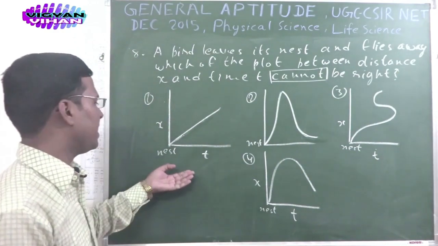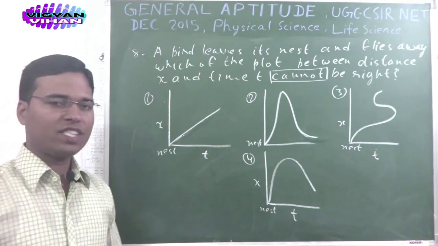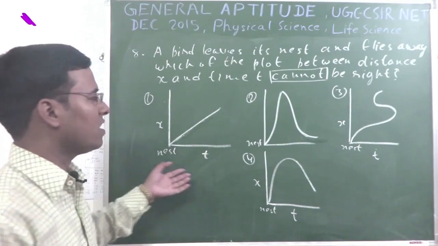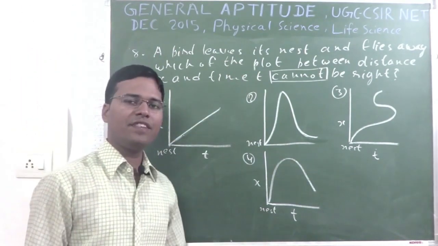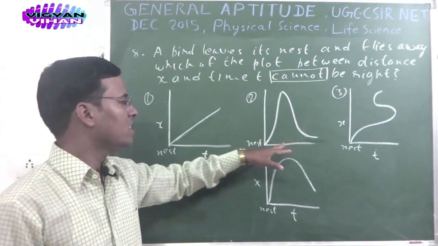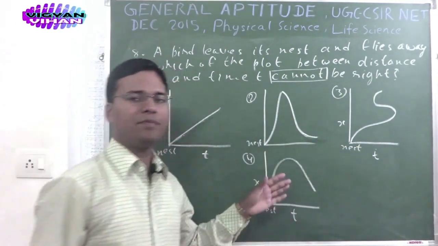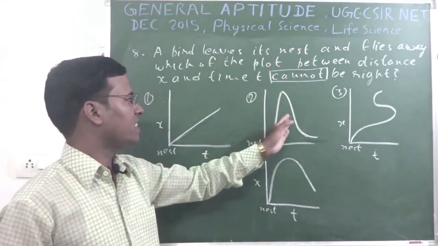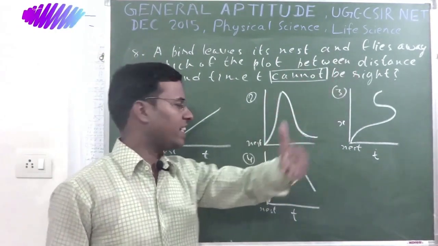Option 1 is showing that with time the distance is increasing at a constant rate. Then the first option is a proper representation of the bird's distance from the nest. But we will have to select a wrong curve. In the second option curve, the distance is increasing with time, then decreasing with time. That means the bird is going away, then the distance decreases. The bird is returning from a distance.